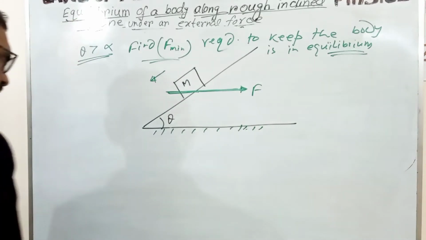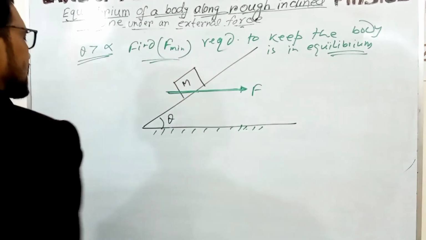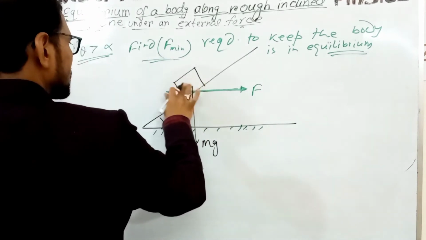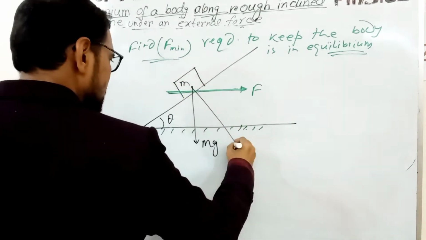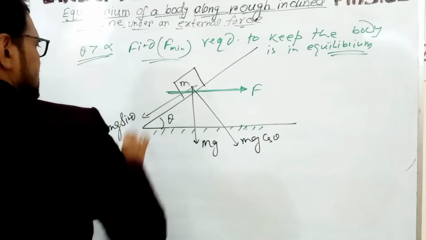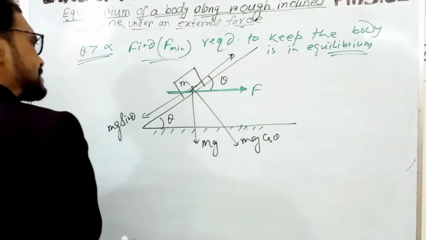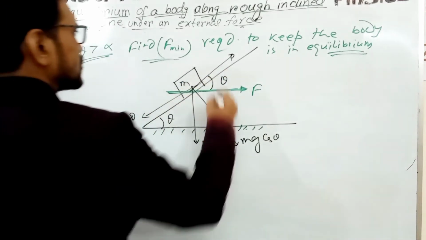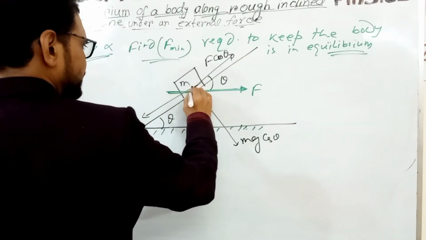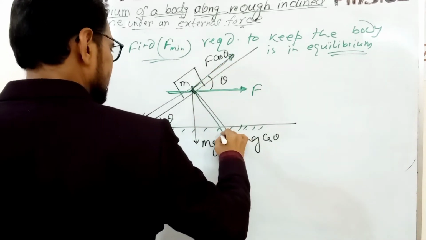So similarly we resolve the different components of different forces along the parallel and perpendicular directions. Now weight acts in this direction. So this is weight mg. Weight acts in this direction: mg cos theta, mg sin theta. Now the force along this direction, this angle is theta, corresponding angle. So F cos theta acts in this direction, and F sin theta in this direction.